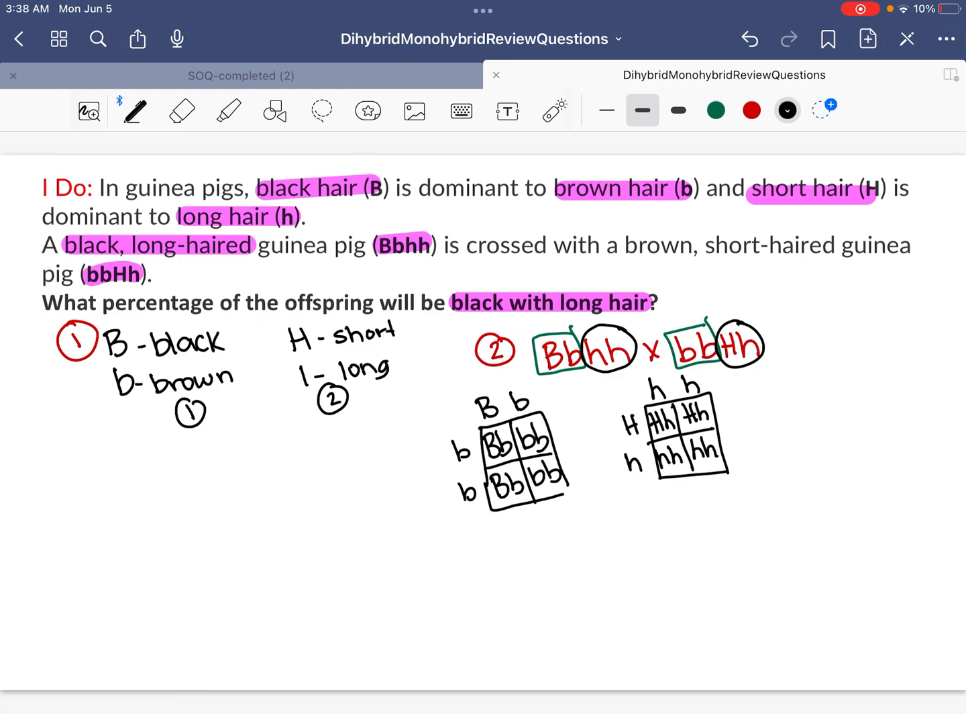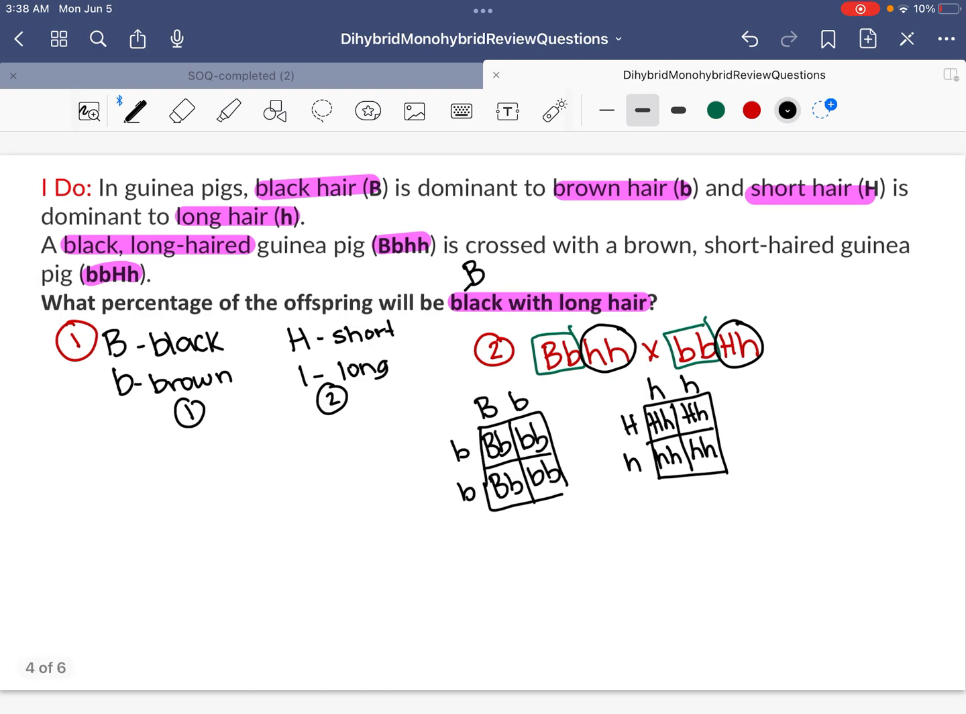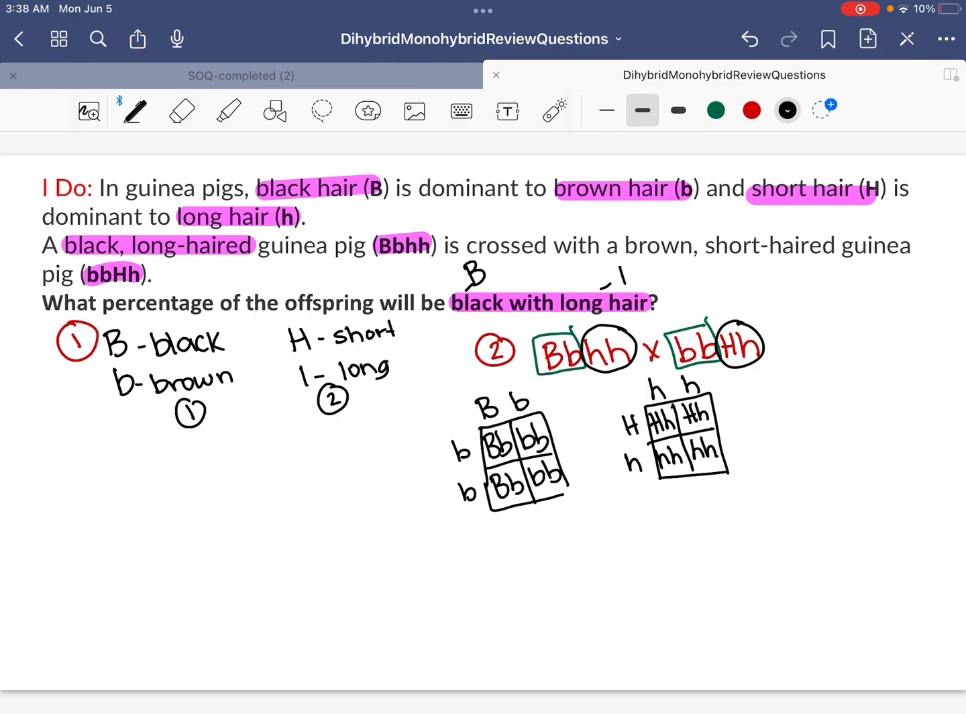So again, the question itself is asking how many of the offspring will be black with long hair. Anything with a dominant trait will be black. And long hair has to be lowercase h, lowercase h. Sorry, I was completely wrong at first. So looking at this one, you're going to see the traits, right? So in the first one, how many will have black hair? Black hair is a capital B. So I only have 2 out of 4.